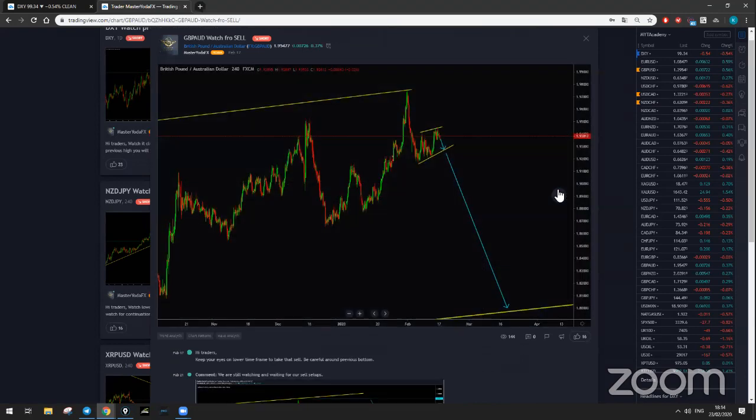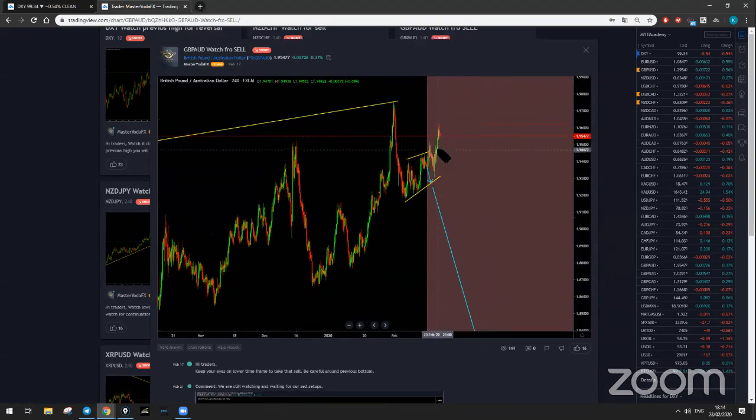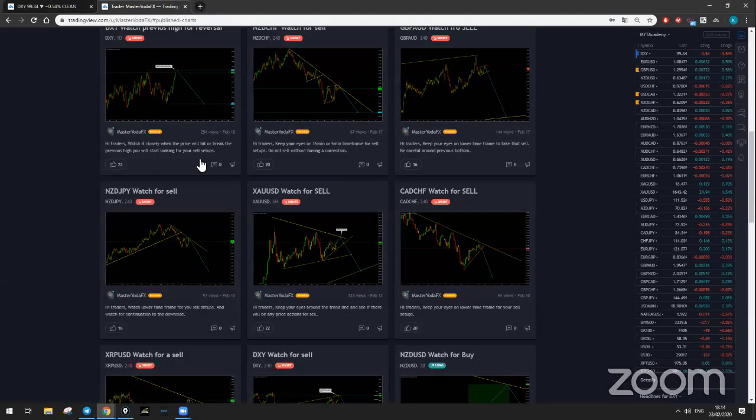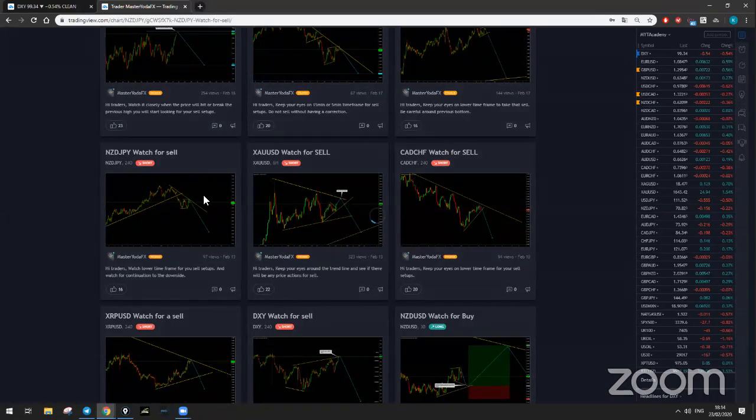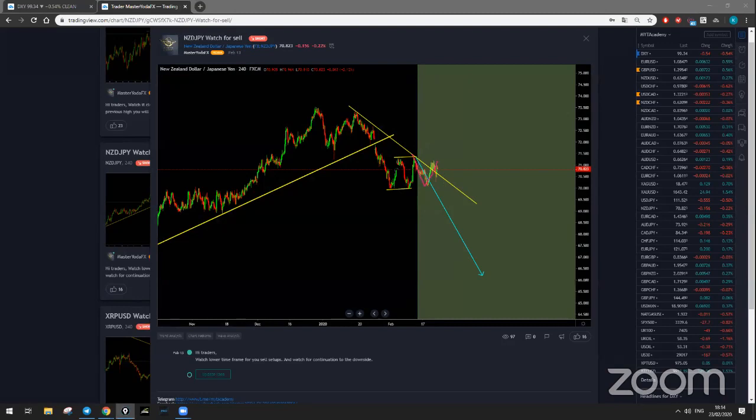Pound Aussie, that idea is still active. We are still waiting for shorts. We didn't have any shorts over there. Maybe now we will have some, but we will have to give the Pound Aussie a little bit more time to complete. New Zealand Yen went up, down, went down, went up. So now we will probably have a 4-hour correction, as we can see there. We will go and take that trend line, and then it will start to go down.